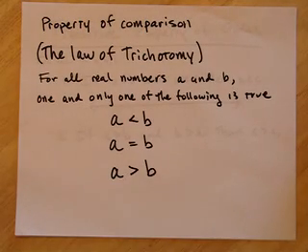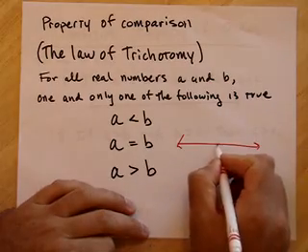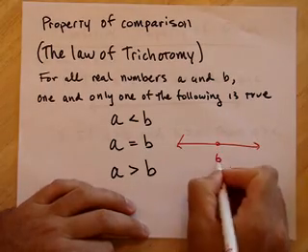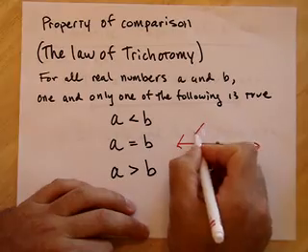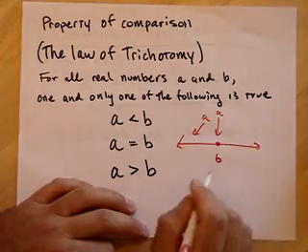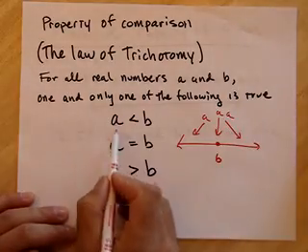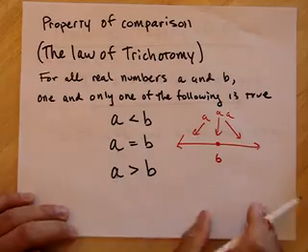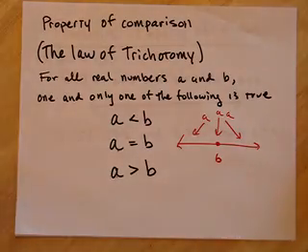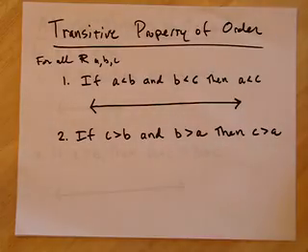If you think about it with number lines, if you have two numbers, only the following can be true. You have B right here. The only thing that can be true is either A is to the left of B, A is right on top of B, or A is greater than B, to the right of B. That's it. A is either to the left of B, right on B, or to the right of B. Those are the only three things that can be true. And what's nice is we can think about that to solve these kinds of things.